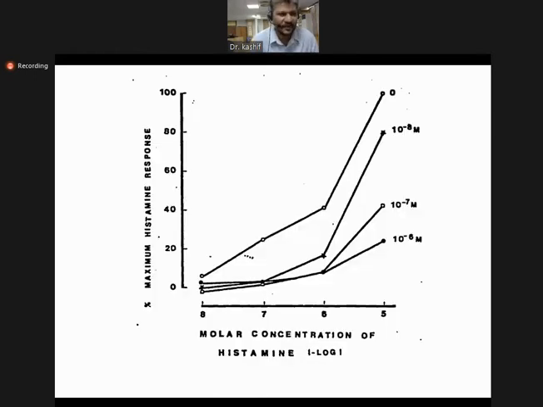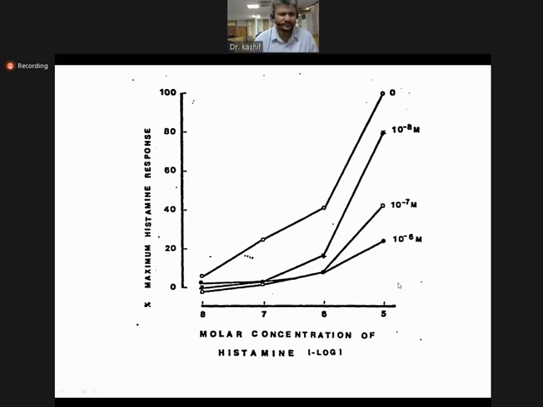This is an example I've given you of how the graph is plotted. You see on the left side, I will show you with this mouse, this is the percent maximum histamine response. It starts from 0, then the reading goes up to 100. This is on the vertical side, the y-axis. And on this x-axis, you have the molar concentration of the histamine. Molar or gram per ml is also fine. Whatever you take, it's in a log concentration.